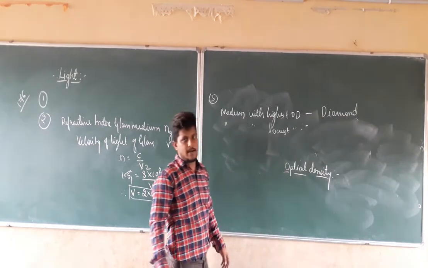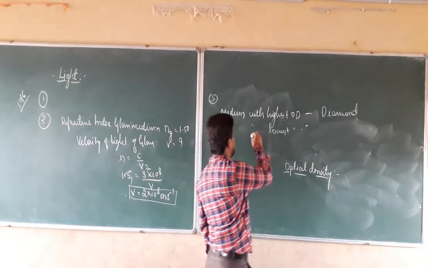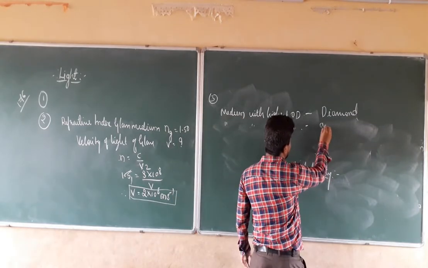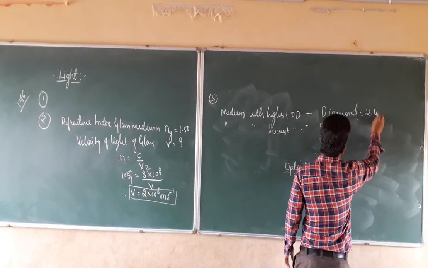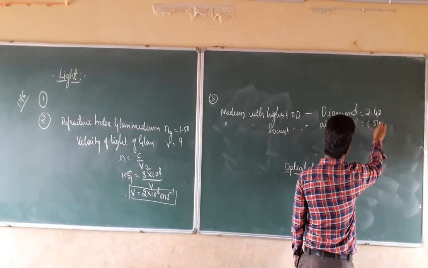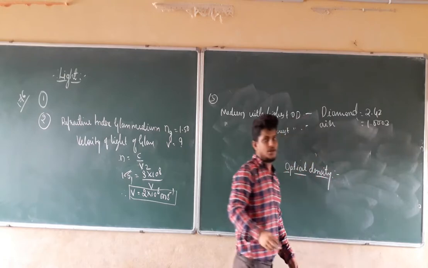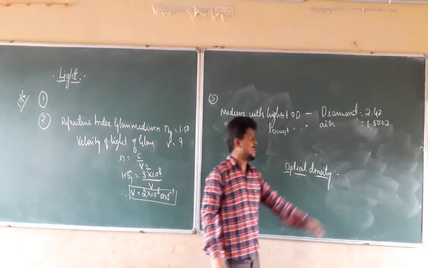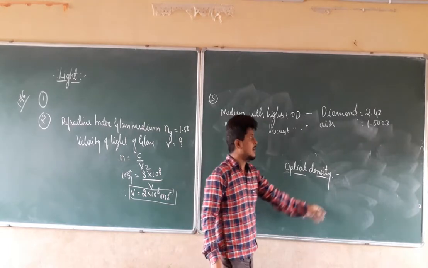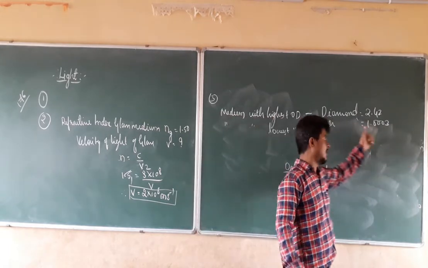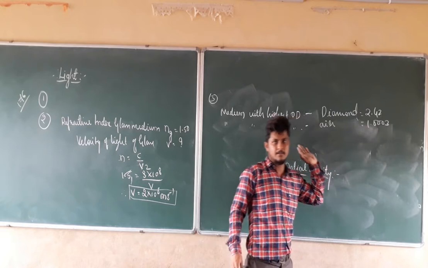This question will be diamond, and the answer for the medium with the lowest optical density will be A, since it has a refractive index of 1.0003, while diamond has 2.42. Due to the lower refractive index, its optical density will be less. Due to the highest refractive index, diamond's optical density will be high.